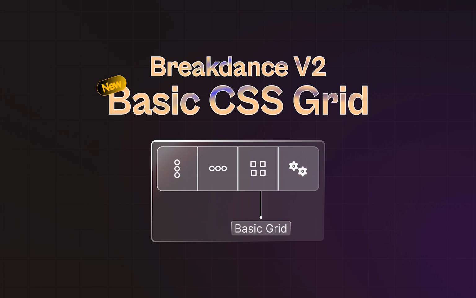Next, let's talk about the basic grid option. This isn't strictly part of Flexbox, but it's often used alongside it. The basic grid allows elements to be arranged in a more rigid two-dimensional layout compared to Flexbox's one-dimensional row or column approach. Here, you can define columns and rows and place your items exactly where you want them, which can be incredibly useful for more complex designs.